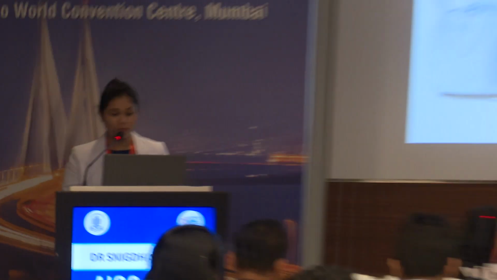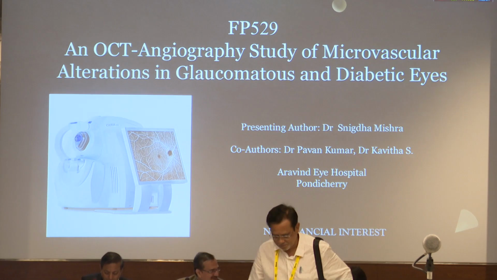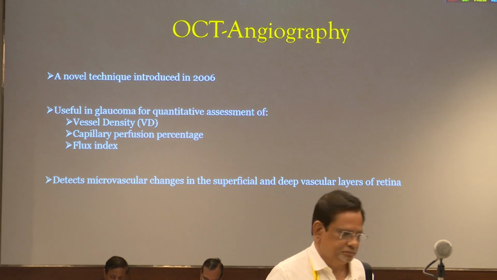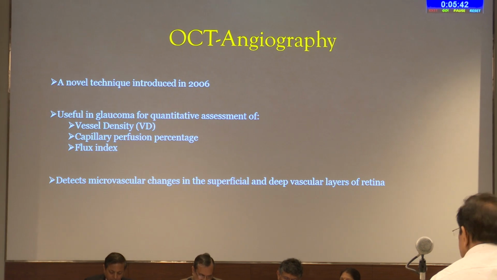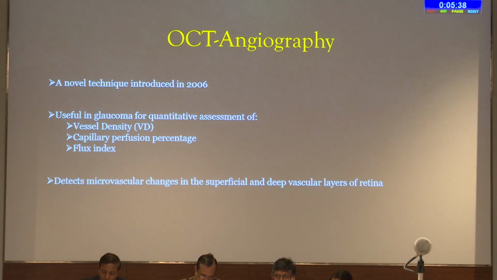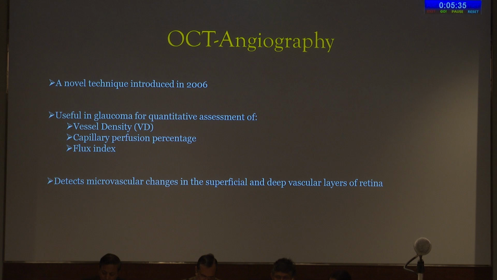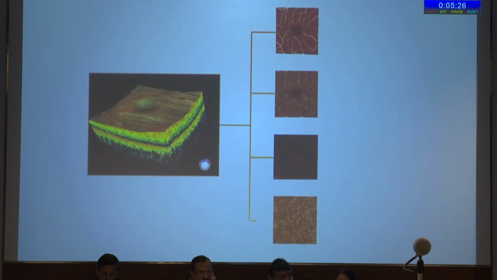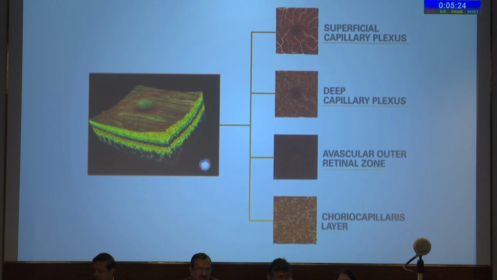My talk for today is on the topic an OCT angiography study of microvascular alterations in glaucomatous and diabetic eyes. I have nil financial interest. As we all know, OCT angiography is a novel technique introduced in 2006 which allowed non-invasive visualization of the microvasculature of retina. It's proved to be useful in glaucoma for quantitative assessment of vessel density, capillary perfusion percentage, and flux index. It detects microvascular changes in the superficial and deep vascular layers of retina.